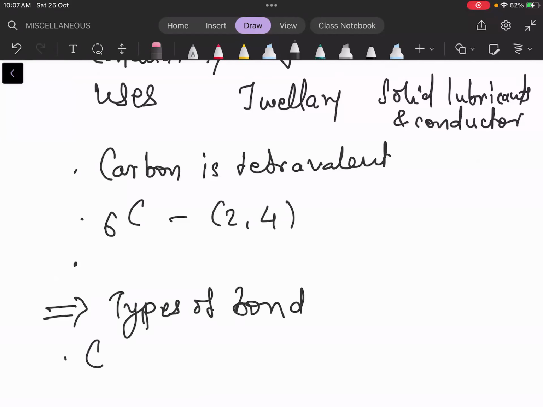Generally, carbon forms a covalent bond. What is a covalent bond? The bond which is formed by equal sharing of electrons is called a covalent bond. For example, if you want to go for a party, Ram contributes 500 rupees, Sham contributes 500 rupees. So the contribution is equal, and this equal contribution is called mutual contribution.